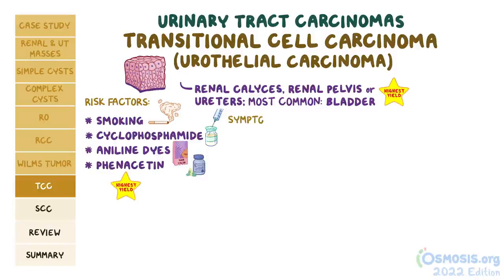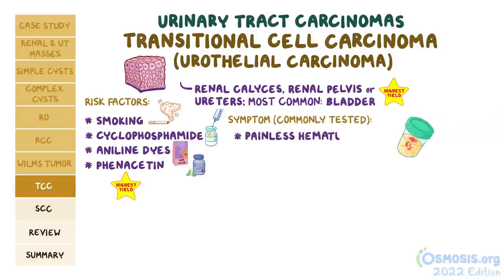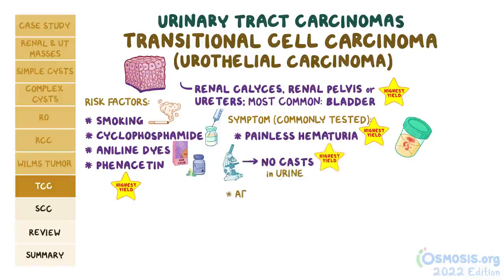One important symptom of transitional cell carcinoma that's commonly tested is painless hematuria. Also, because hematuria in this case comes from the urinary tract and not from the kidney, on microscopy there will be no casts in the urine. An abdominal and pelvic CT scan can also be used to locate the tumor, as well as determining how much the tumor has invaded and if there is any metastasis.